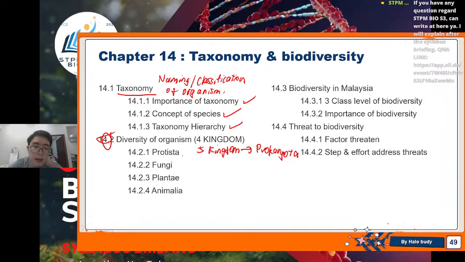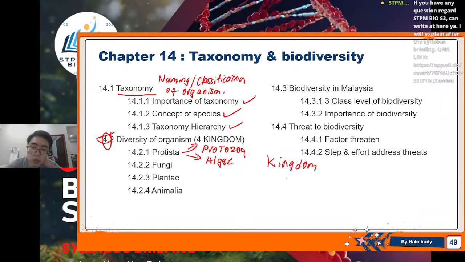So Protista, we actually have to separate into 2 more. We will separate into Protozoa, and also another one is algae, if I'm not mistaken. Algae and protozoa. So in this chapter, what you have to learn is the kingdom system.